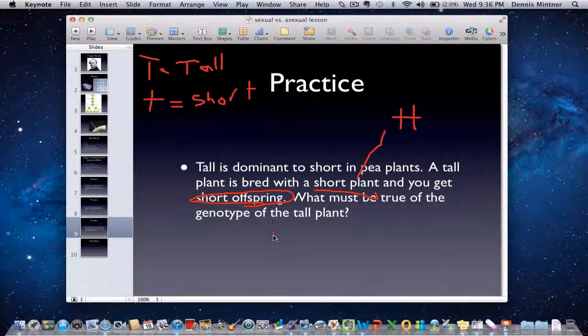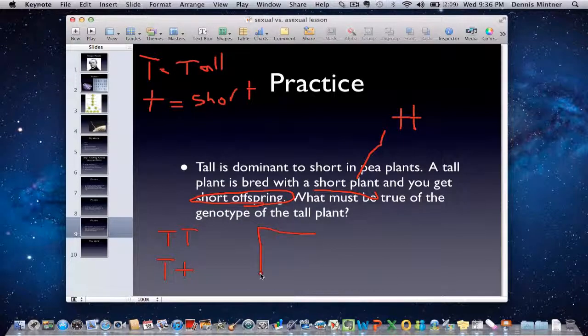I can get short offspring. So let's look at the possibilities for tall. It could be big T, big T, or it could be big T, little t. So what we have to do is check. We have to work it backwards.